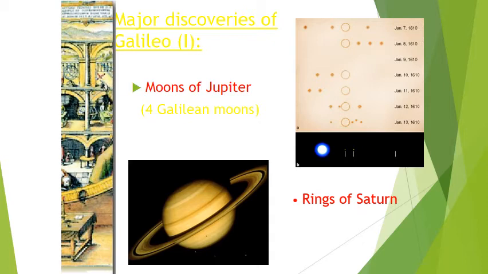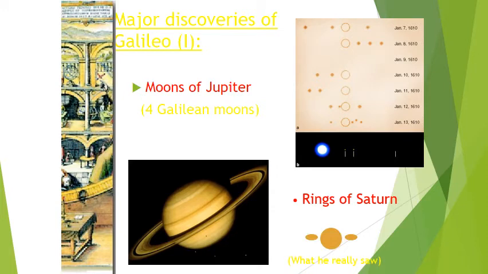And he started to notice that this was another support for the heliocentric model. He started to notice that there are moons that are orbiting Jupiter. So that would not make a whole lot of sense if the geocentric model was correct. If everything was supposed to orbit the Earth, then what the heck were these moons doing orbiting Jupiter? So again, this was a nail in the coffin, but not the definitive nail. He also noticed the rings of Saturn, even though he didn't know what they really were.